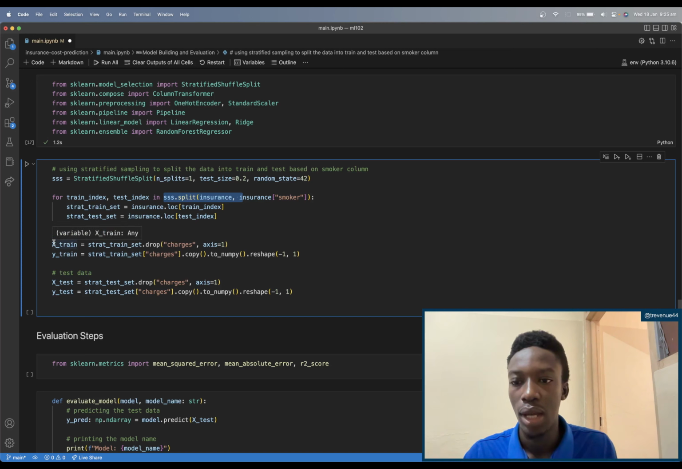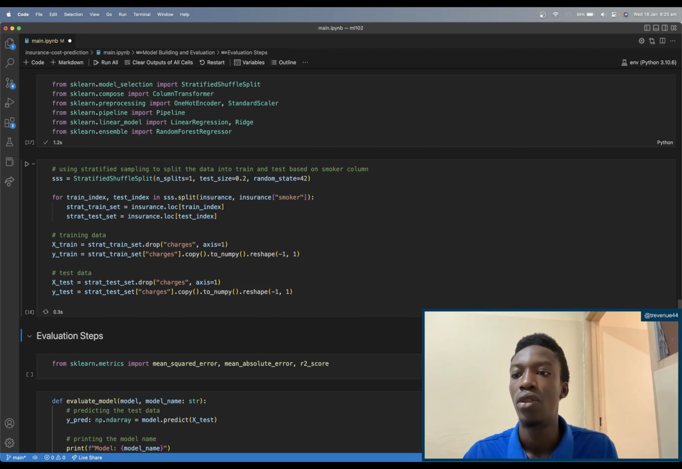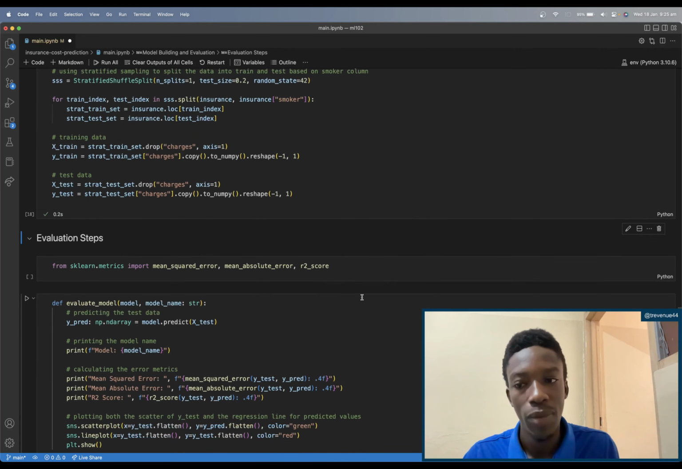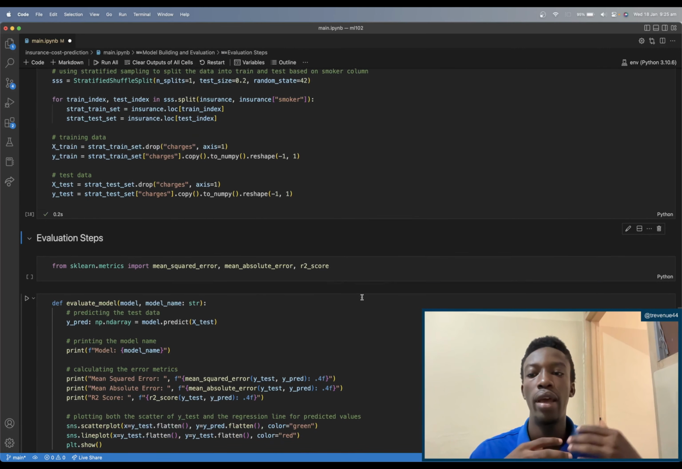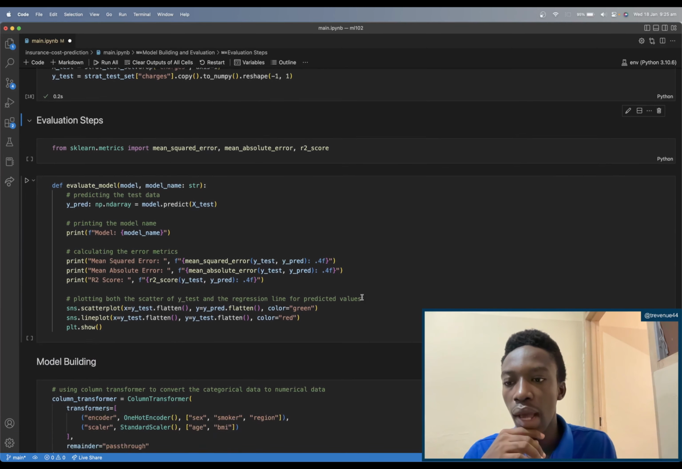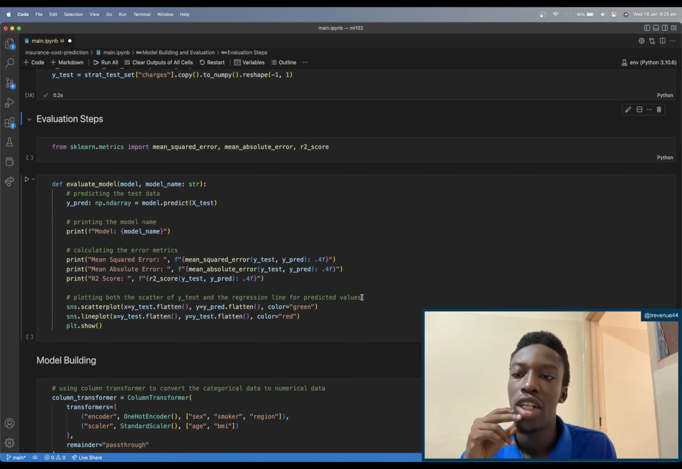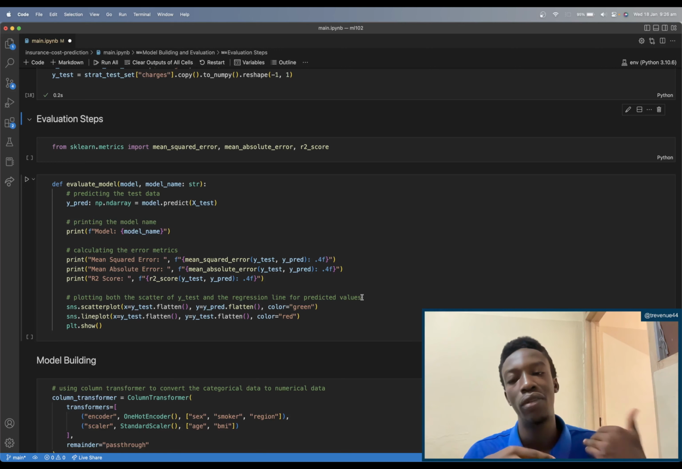Then just some usual Python stuff to make sure that I get the actual X train and the Y train, X test and the Y test over here. So this is the state that I used to actually split my data set into the training set and the test set. Now I had to write a function to help me evaluate the model. I was going to try out a lot of models, and I didn't want to have to write the same evaluation step for each of the models that I tried.